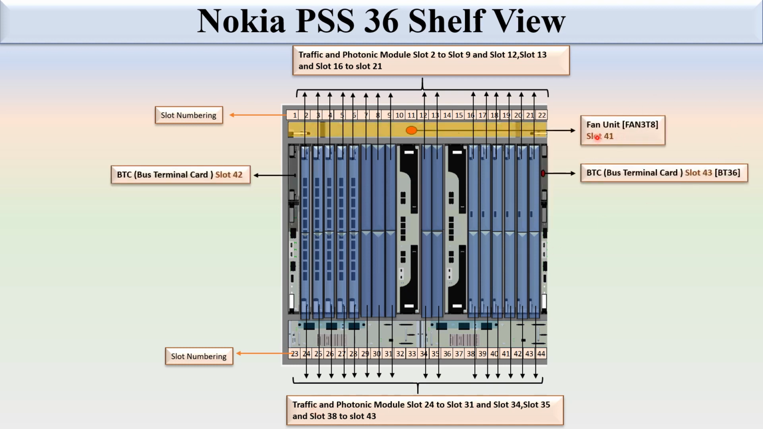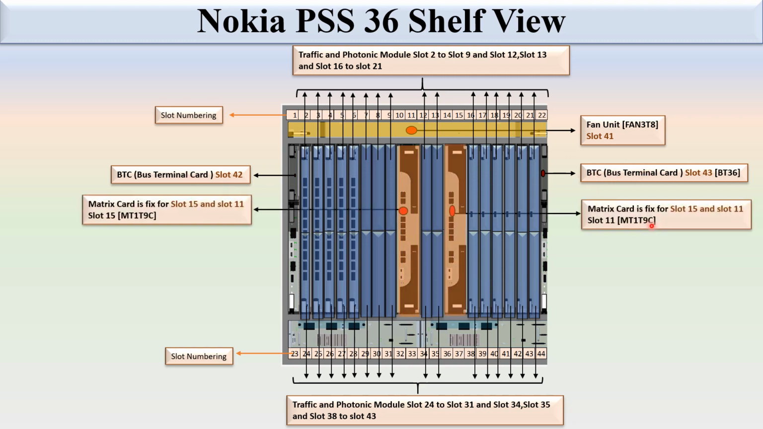This is slot 41, which is for the fan module. This is slot 42 and this is slot 43, which are for the BTC, bus terminal card. This is slot 15 and this is slot 11, which are fixed for the matrix card. This is slot 23 and slot 40, which are fixed for the FLC, first level controller.